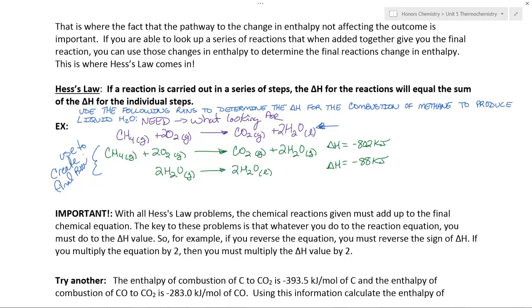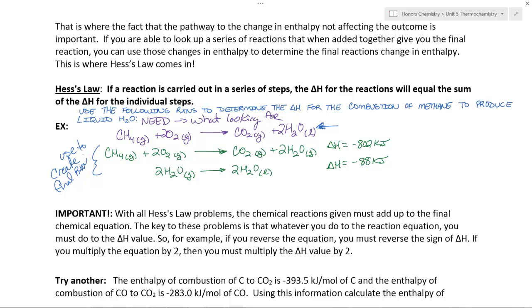So let's look at this one. I have methane gas plus oxygen gas giving me carbon dioxide gas plus water gas. That's our typical methane combustion. And the delta H for that is negative 802 kilojoules, so 802 kilojoules is released. Below that we have the fact that going from water gas into water liquid also releases an additional 88 kilojoules of energy.